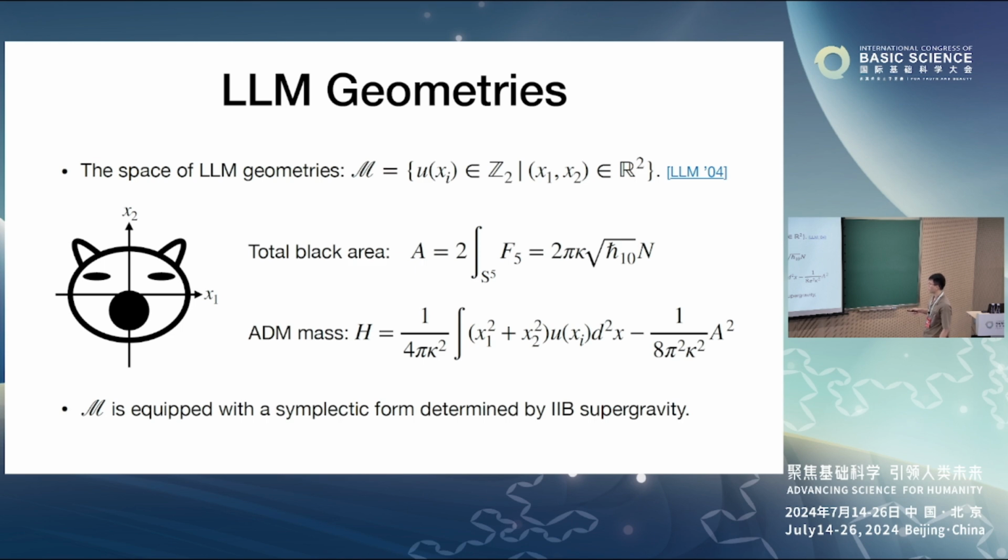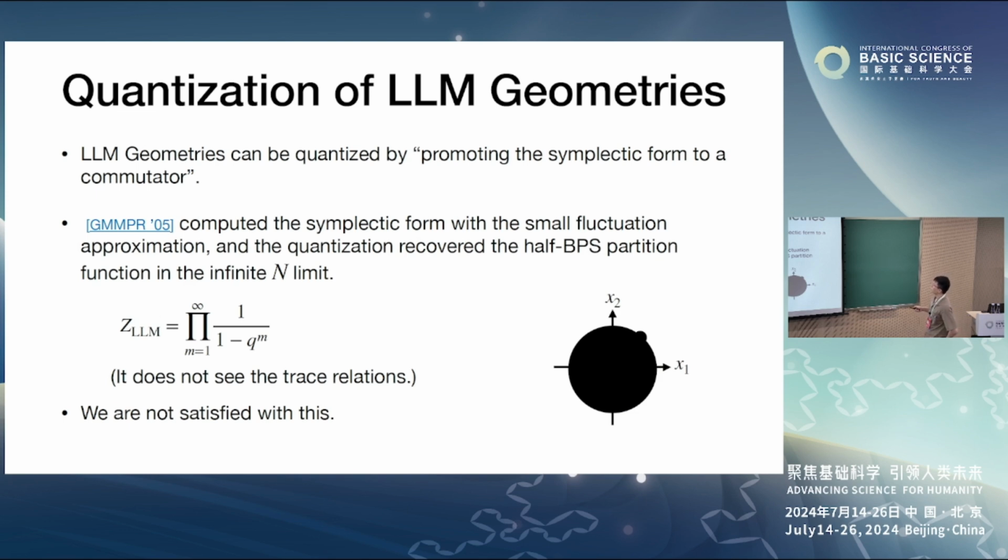And we also have the formula for the ADM mass of this geometry. And there's one more thing: this M is equipped with a symplectic form that can be determined by type 2B supergravity. The symplectic form has been explicitly worked out in the infinite n limit case, by using something called the small fluctuation approximation. That is, we consider a very big black disk near the center, and there could be some small fluctuation on the boundary of this disk. And using this symplectic form, we can quantize the system and then get this partition function.